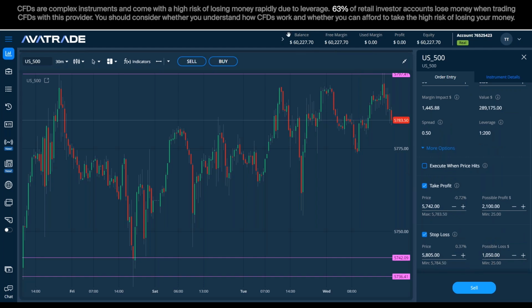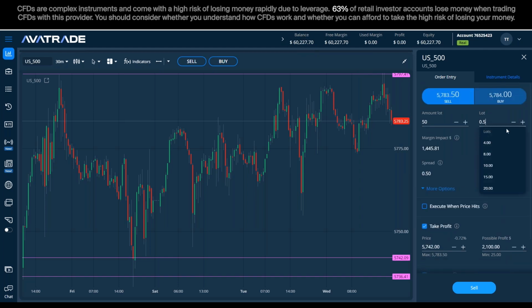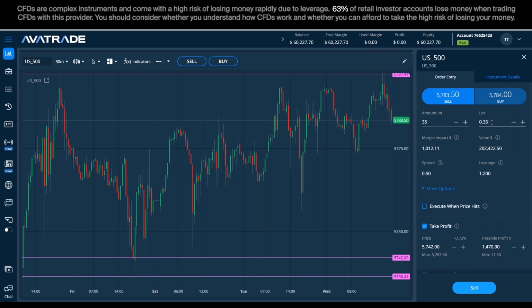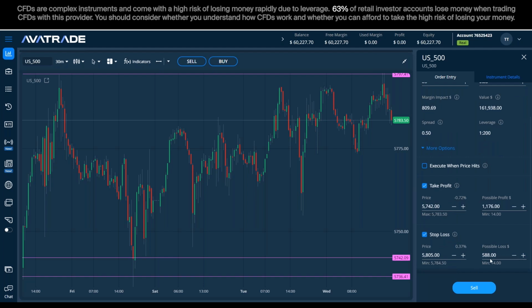Well, I don't have 100,000 in my balance. I have 60,000. So 1% is around 600, not 1,000. So I need a slightly smaller trade. So 0.35. Now I'm risking 743 to this stop loss price. So you see how easy it is to start to zero in on what trade size is right for me based on my risk tolerance. So that's just under 600, 588, and making more like 2% profit, a little less than 1% risk.